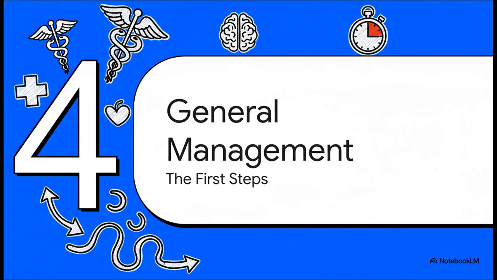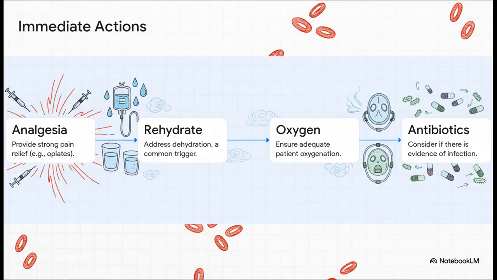So regardless of what specific type of crisis is going on, there are some foundational management steps that apply almost every single time a patient presents. These are your immediate must-do actions. Think of this as your immediate action protocol. It starts with analgesia, and I mean aggressive analgesia. These crises are incredibly painful, so strong pain relief, often with opiates, is step one. Next, rehydrate the patient. It tackles one of the most common triggers head-on. Then, get them on supplemental oxygen to improve tissue perfusion. And finally, always consider antibiotics if you have even a hint of suspicion that an infection is brewing.